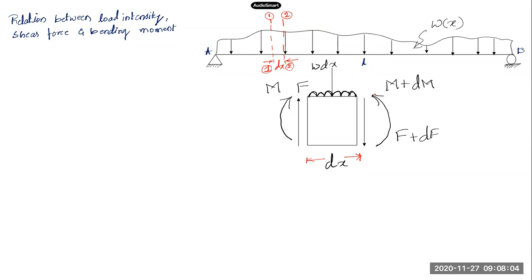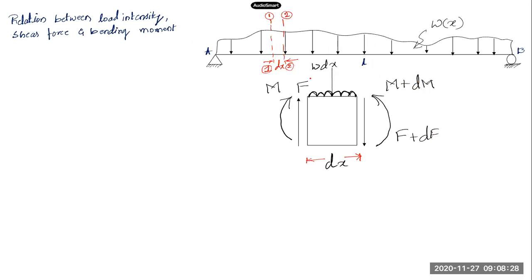On the right side, the shear force will increase to F plus dF. There will be a small increment in the shear force. In the same way, there is a small increment in the bending moment. We'll take it as M plus dM. dM and dF are the small increments in the shear force and moment.